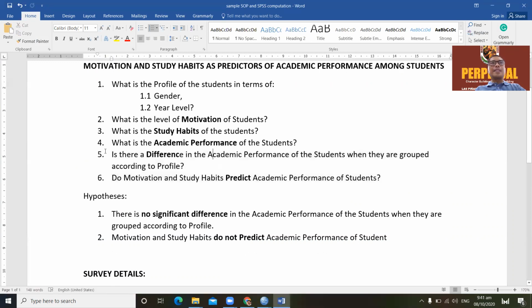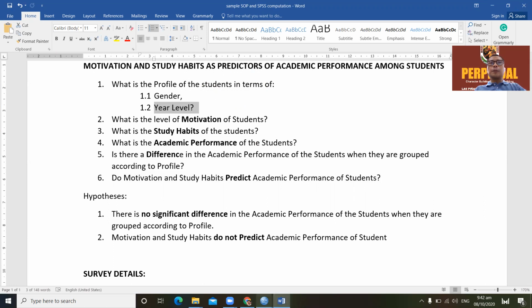For number 5, is there a difference in the academic performance of the students when they are grouped according to profile? You would ask your statistician for this. The choices for statistical tools to be used would really depend on the number of groupings. Since profile is gender and year level, gender only has 2 groups. We would be using t-test for this case. For year level, we would be using analysis of variance. It's because it has more than 2 groupings.